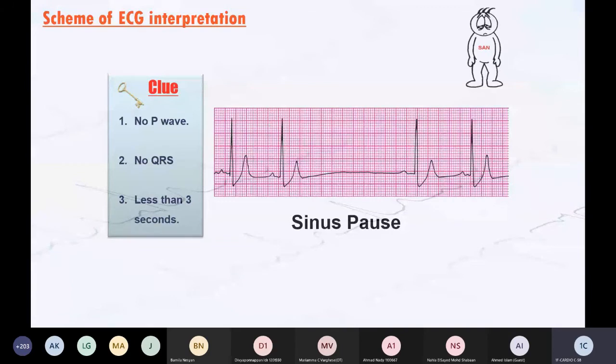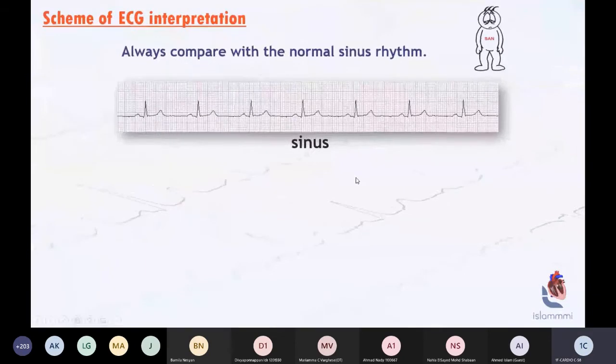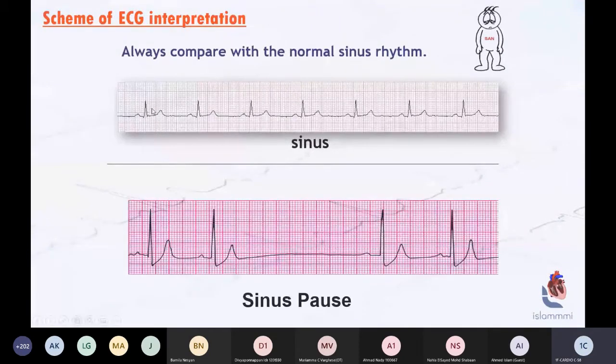This is another example of absent P wave. To compare between a normal sinus rhythm and the sinus pause, how do we explain this flat line? The SA node stops working for less than 3 seconds and then resumes working again.